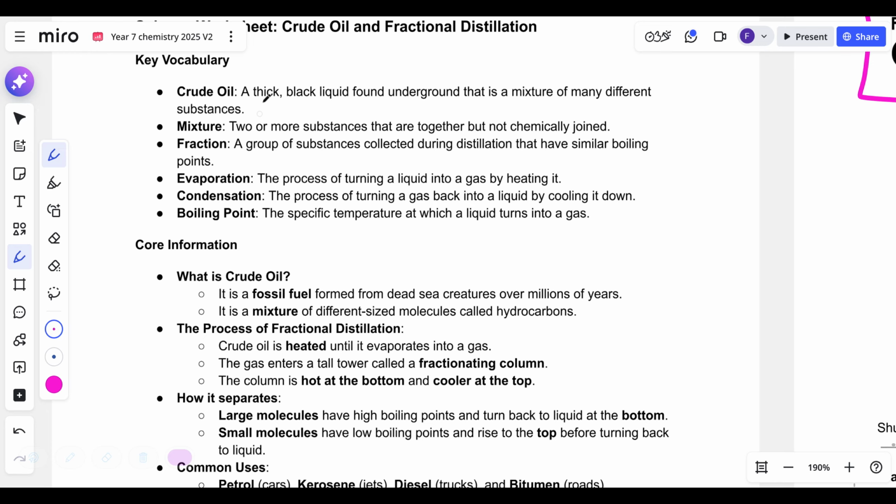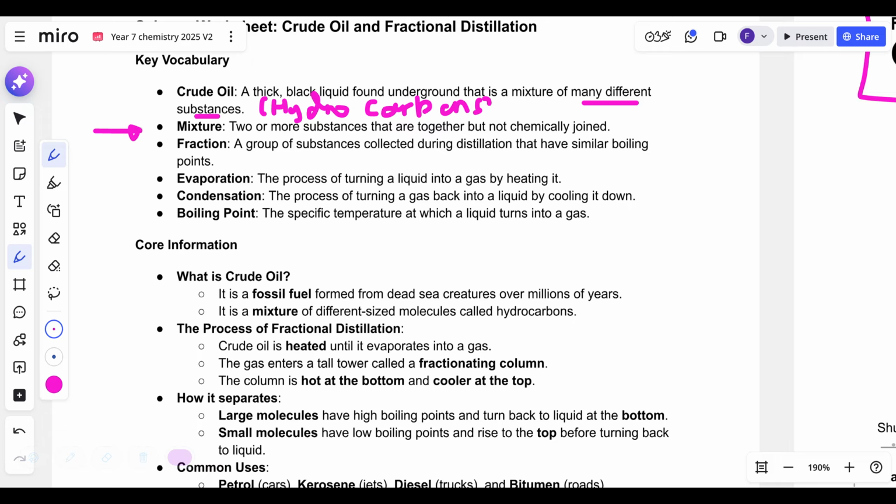So the key vocabulary you're going to learn today: crude oil, a thick black liquid found underground that is a mixture of many different substances. I might use the word hydrocarbons, but you'll get used to that. That's really what we're using next term, but don't worry about it yet. It's nice just to say it's stuff made of hydrogen and carbon. It's a mixture. What do we mean by a mixture?